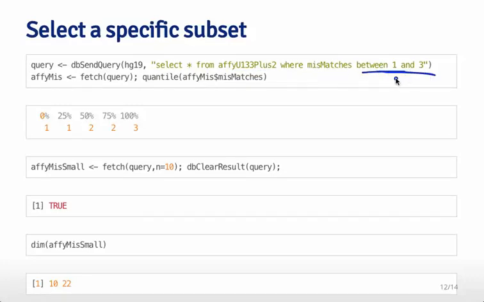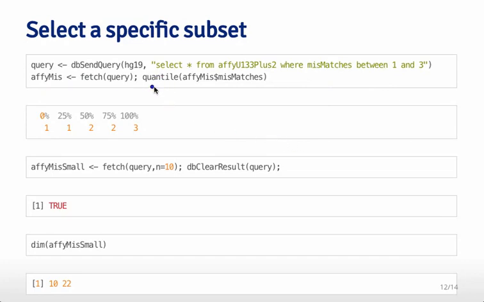So we send this query to the database, and now that's stored remotely at the database. Then if we want to fetch the result of that, we use the fetch command like this, and that will return this AFI miss, which will give us some information about only the samples that we've selected using this database query.